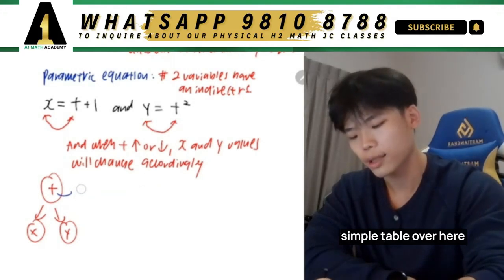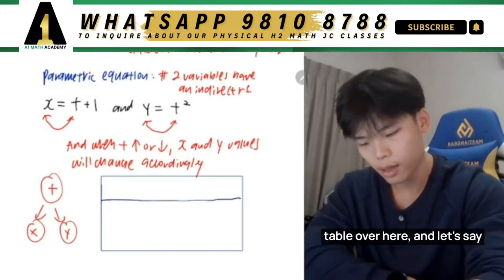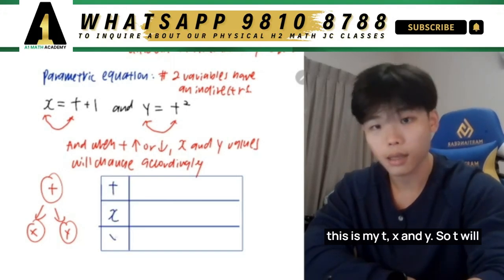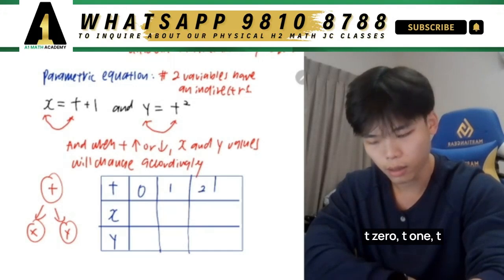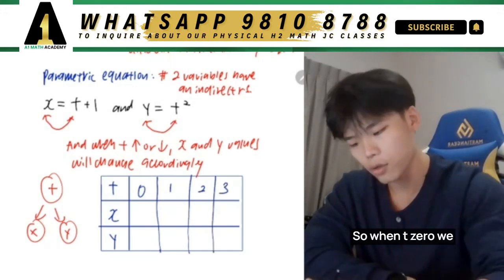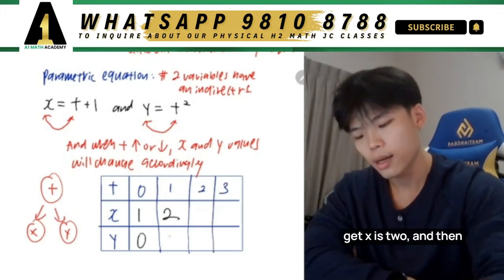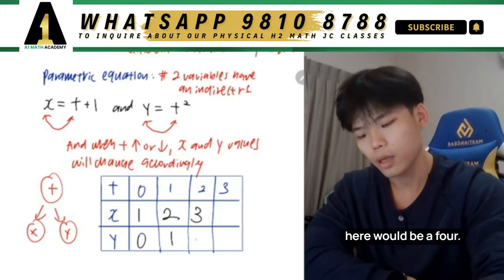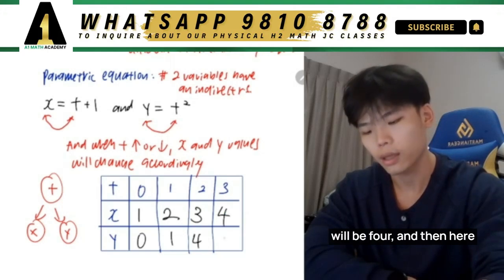I will just draw a simple table over here to illustrate to you. Let's say this is my t, x, and y. t will have its own independent set of values: t0, t1, t2, and t3. So when t is 0, we get x is 1, and y will be 0. When t is 1, we get x is 2, and then y will be 1. When t is 2, x will be 3, and y would be 4. And then when t is 3, x will be 4, and y will be 9.